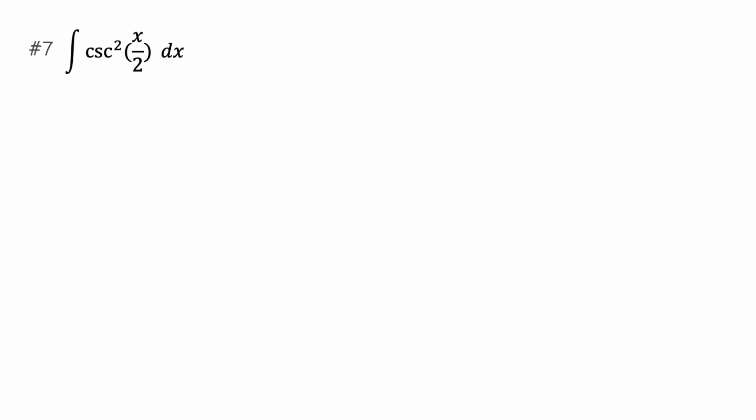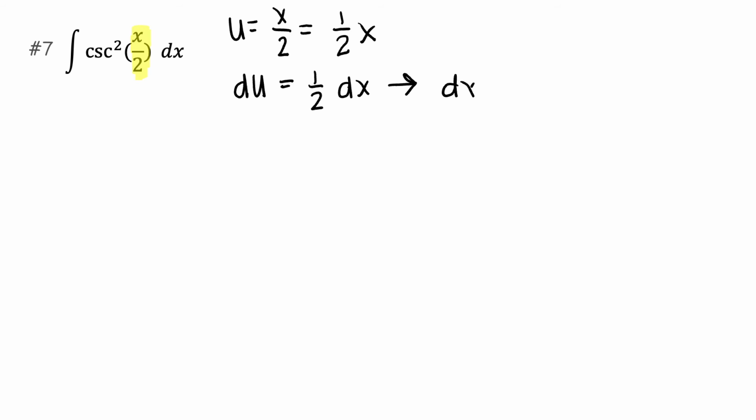So we have just a couple of examples to go through today, starting with the integral of cosecant squared of x over 2 dx. So using u substitution, I'm going to choose my u as being the inside of this complicated function. So I'm going to let u equal x over 2, which is the same thing as 1/2 x. So that means that du would just be equal to 1/2 dx. So solving for dx, we get dx equals 2 du.